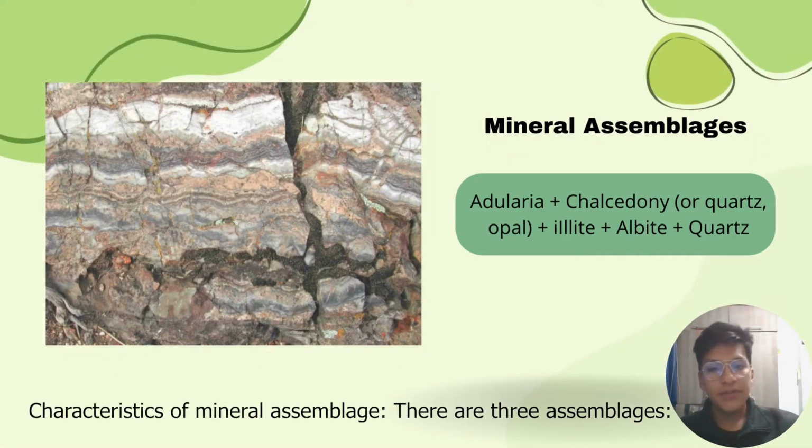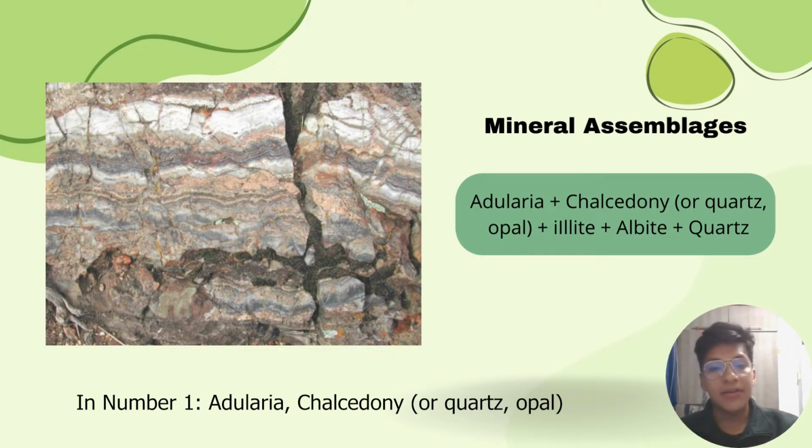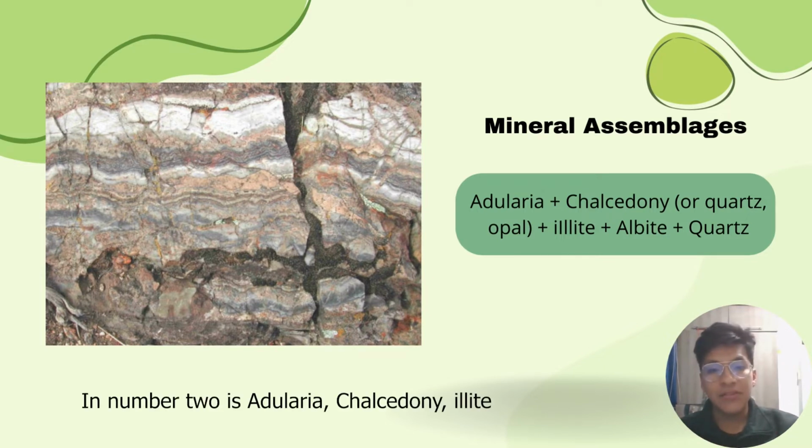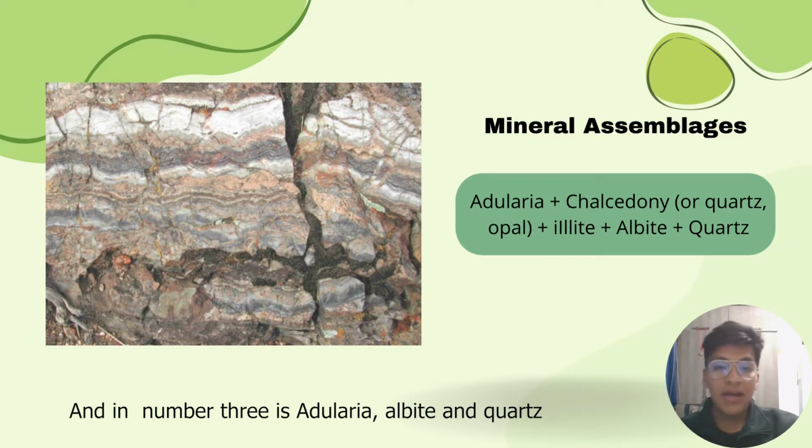Characteristics of mineral assemblage. There are three assemblages. Number one is adularia and chalcedony, or quartz opal. Number two is adularia, chalcedony, and illite. And number three is adularia, albite, and quartz.